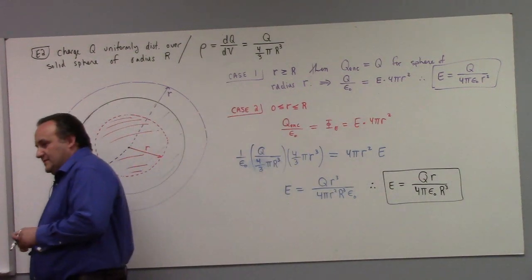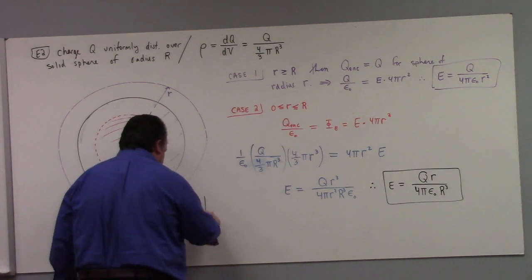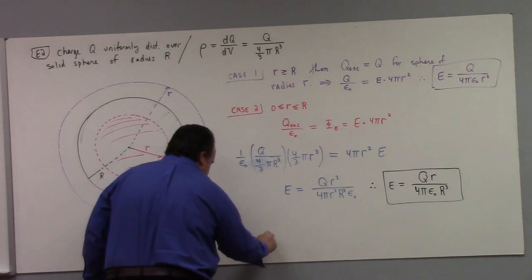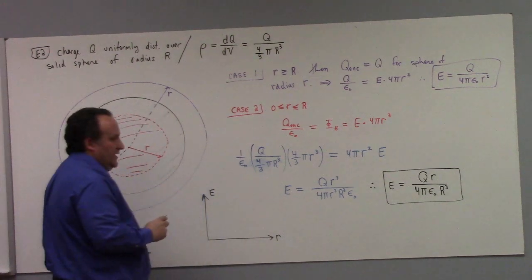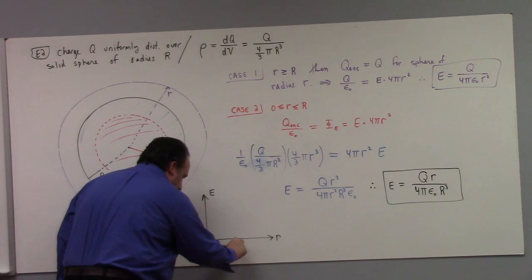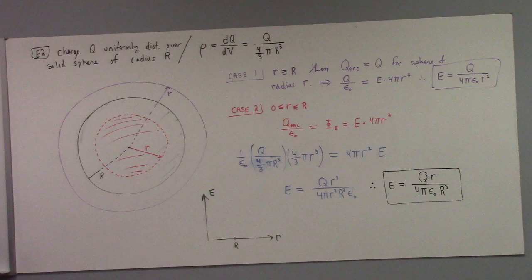There's a different formula inside and outside of the charged sphere. It's probably helpful and interesting to graph. Let's graph the formula that we found. If we plot the electric field magnitude this way and the radius that way, what happens? I'll put the radius here for the sake of reference.